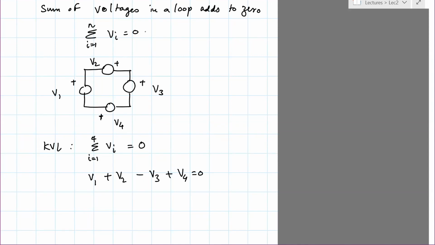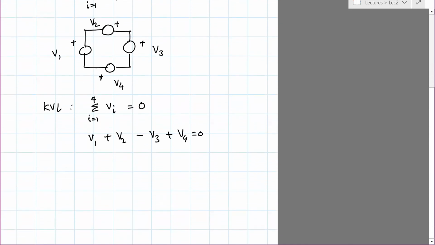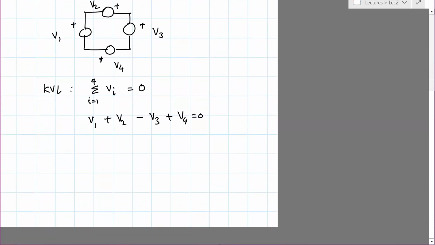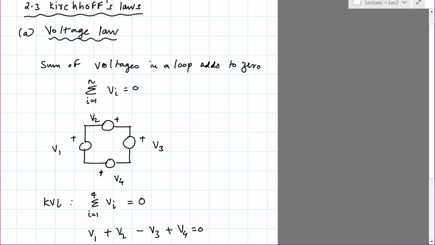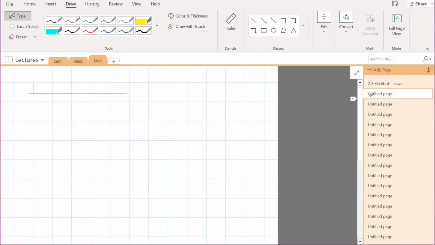Okay, so this is the summation. In other words, you need to be careful about how the voltage sources are connected individually. You can't just randomly sum them. There's also Kirchhoff's current law, which we'll do next.